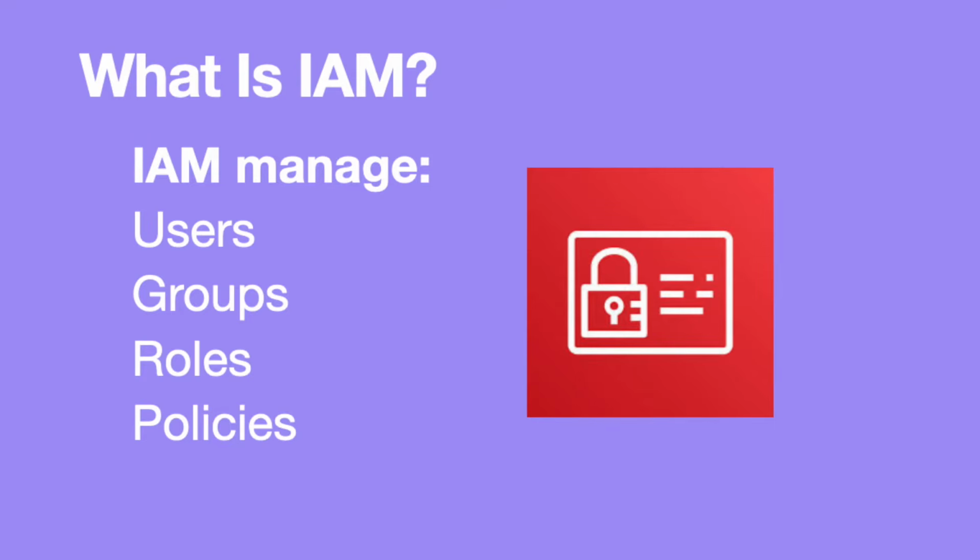A user represents an individual or application that needs access to AWS, while a group is a collection of users that share the same permissions, making it easier to manage access at scale. A role is used to grant temporary access to users or services without sharing long-term credentials, often used by applications or AWS services. Policies are sets of rules written in JSON that define what actions are allowed or denied on specific resources. Together, these components allow you to control who can access your AWS environment and what they are allowed to do in a secure and organized way.